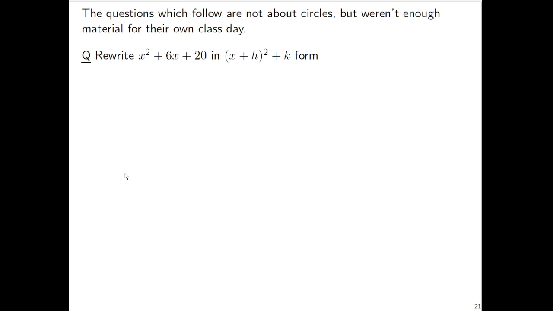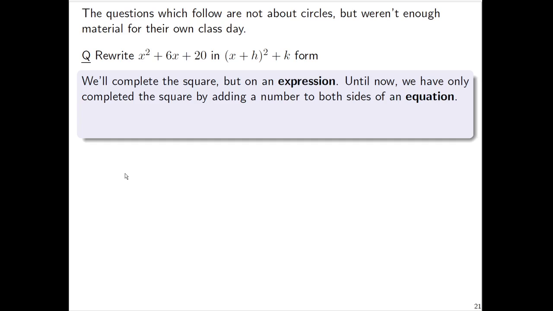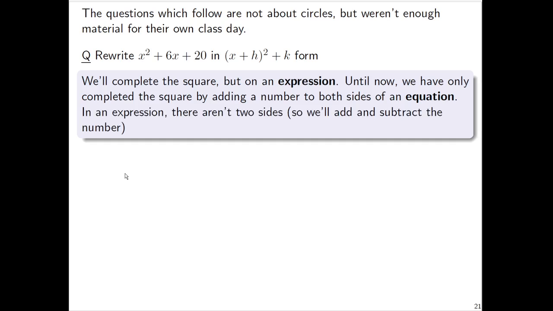So the question is to rewrite x squared plus 6x plus 20 in this format, x plus h quantity squared plus k. Now I know this looks strange, but just work with me for a second here. What we're going to do is complete the square, and we've only done that in equations, whether it was to solve for x or in creating an equation for a circle. But now we're going to do this on an expression. There aren't two sides. Normally we add the same number to both sides, but now there's only one side in a sense.